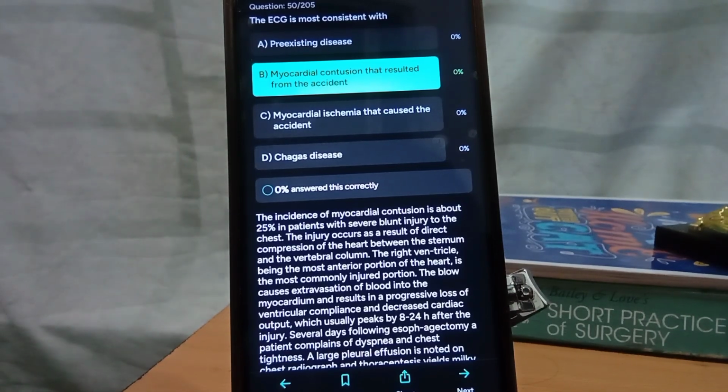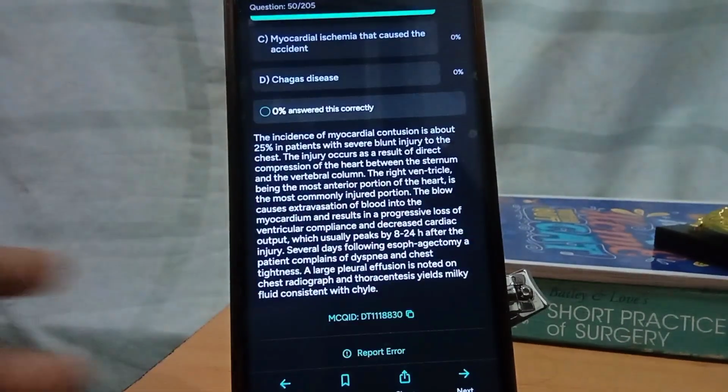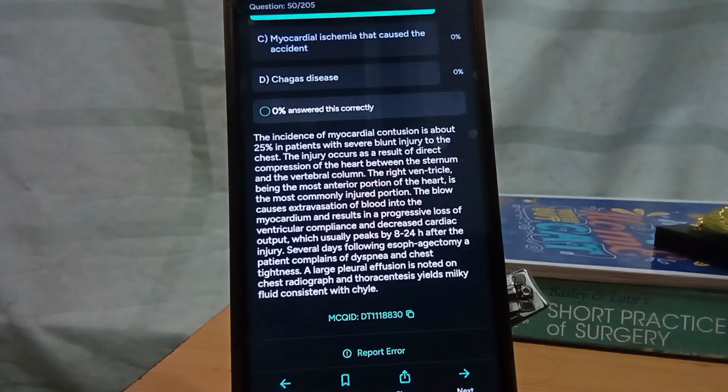Several days following esophagectomy, a patient complains of dyspnea and chest tightness. A large pleural effusion is noted on the chest radiograph, and thoracentesis yields milky fluid of creamy consistency.